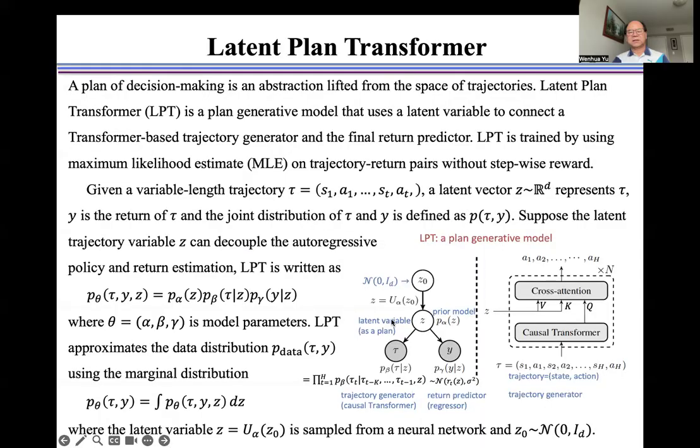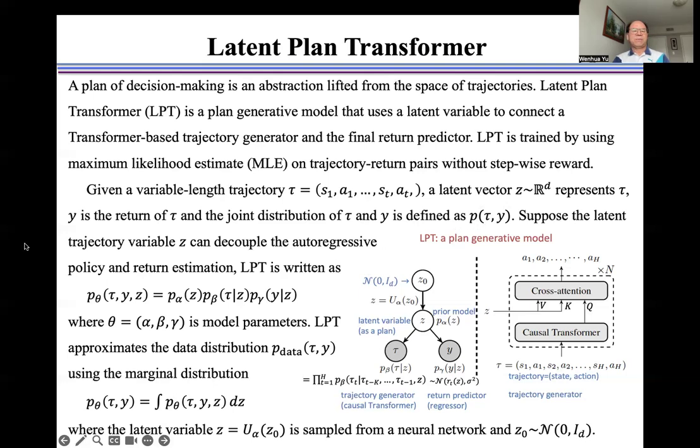As shown here, this is a latent variable z, this trajectory generator, and this return predictor. LPT is trained by using maximum likelihood estimate on trajectory return pairs without using stepwise reward. Given a variable length trajectory tau, a latent vector z represents trajectory tau. Y is the return of trajectory tau, and the joint distribution of tau and y is defined as p.